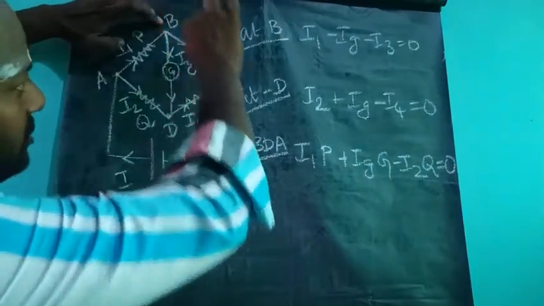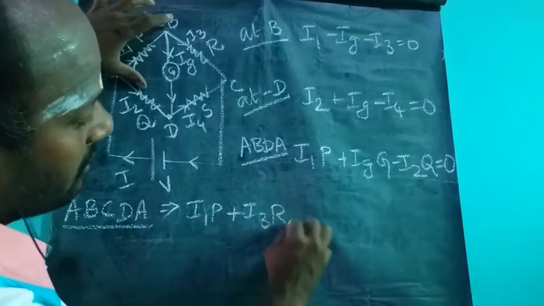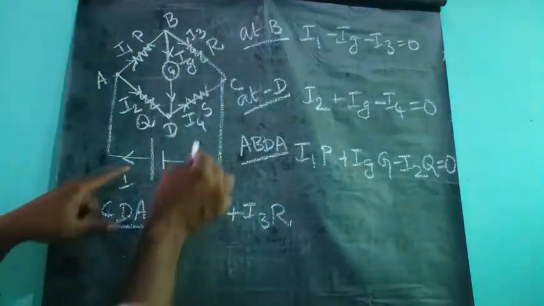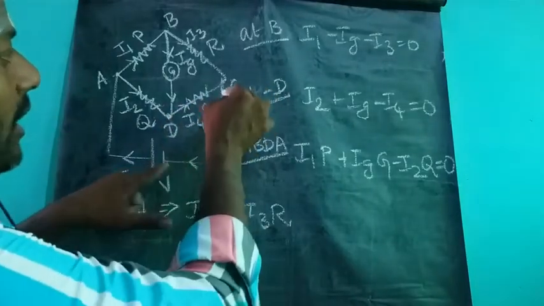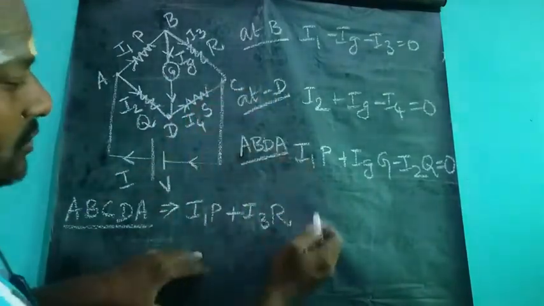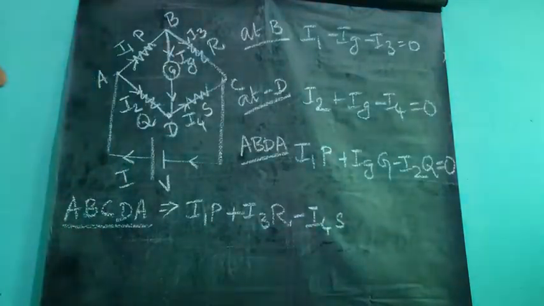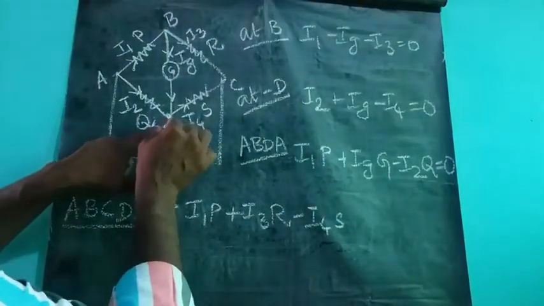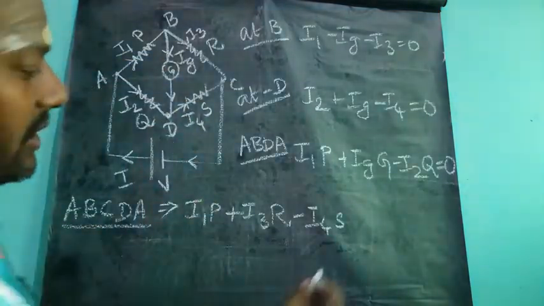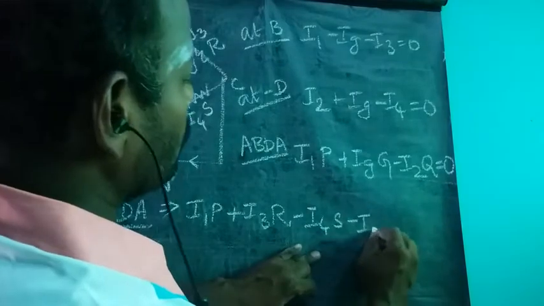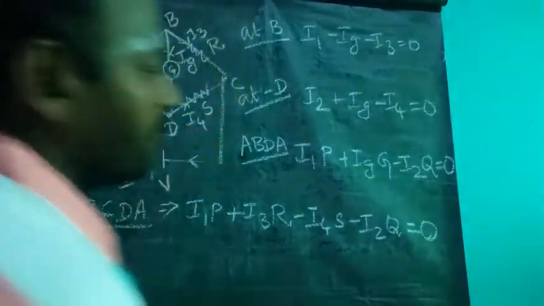Then B to C, that is plus I3R. Look here, I am moving from C to D, but the actual current is moving from D to C. So I have to consider this as negative, so minus I4S. Even here also the same. I am moving from D to A, but the actual current is moving from A to D. So that is minus I2Q is equal to 0.